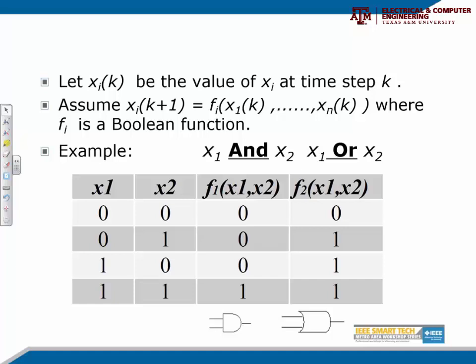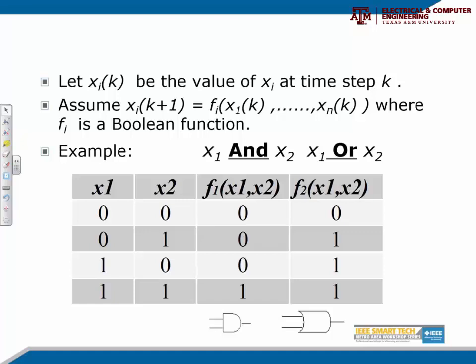So x_i at time k+1, right? The ith gene at time k+1 is some Boolean function f_i of the activity status of the genes x_1 through x_n. And here I'm showing all the genes in the argument, but really there will be maybe 2 or 3 at most that affect this gene x_i directly, right?